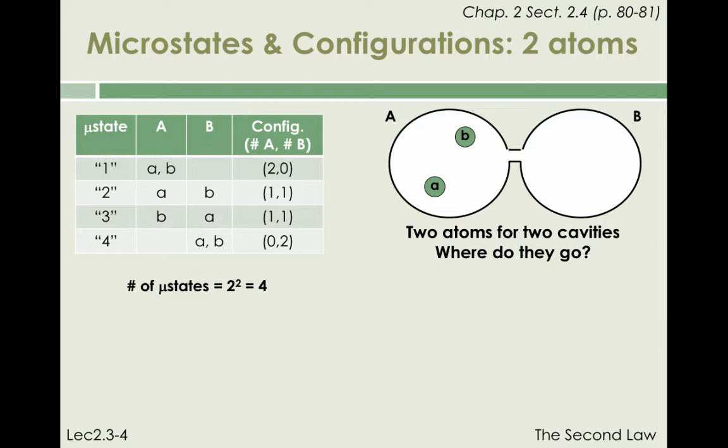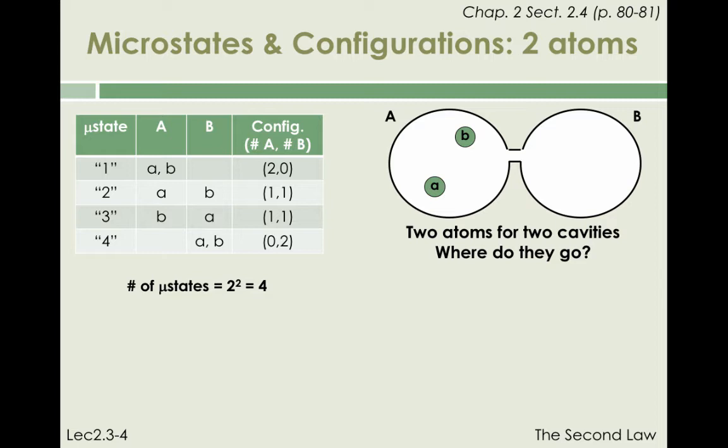For microstate 2, particle A is in cavity A and particle B in cavity B. Microstate 3, particle A is in cavity B and particle B is in cavity A. Finally, for microstate 4, both particles are in cavity B.